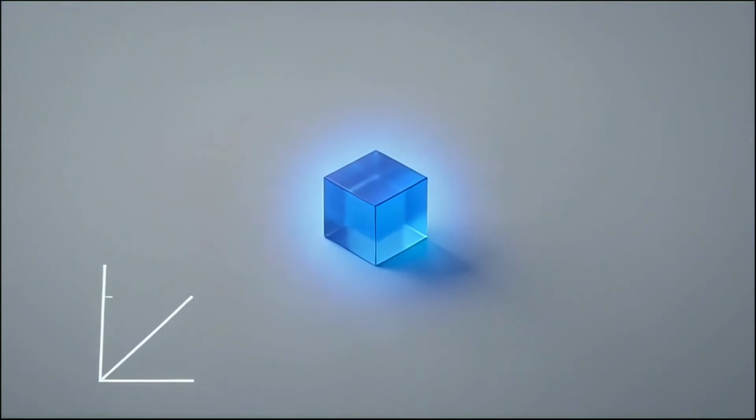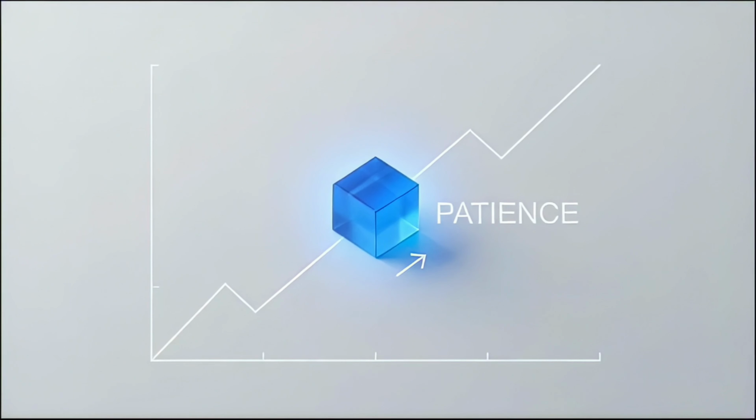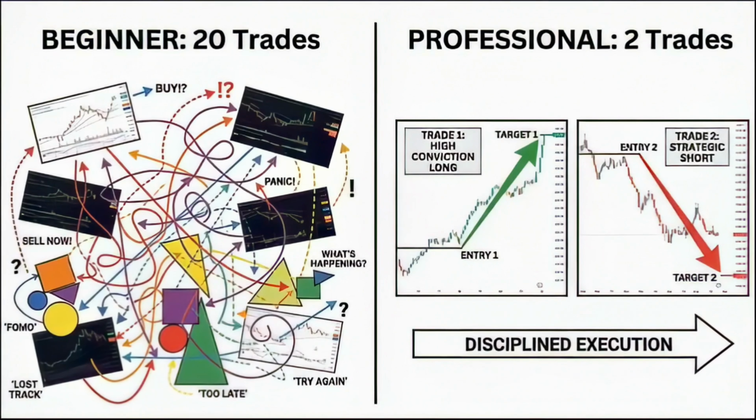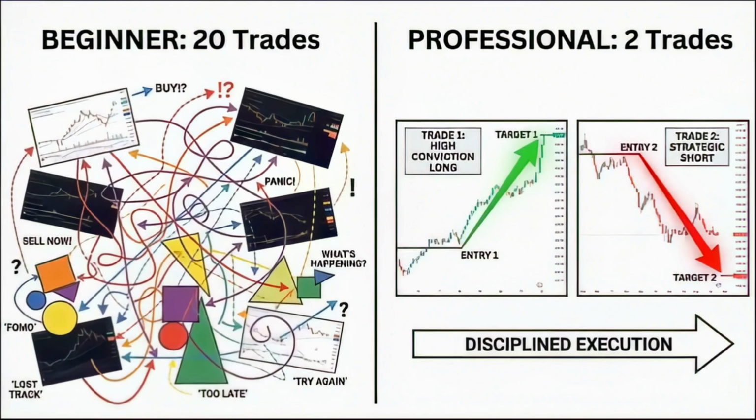The whole skill is patience. You wait for the small handful that pass all 4 rules, and you ignore absolutely everything else. A beginner takes 20 order block trades a week. A professional takes 2, and they are the right 2.